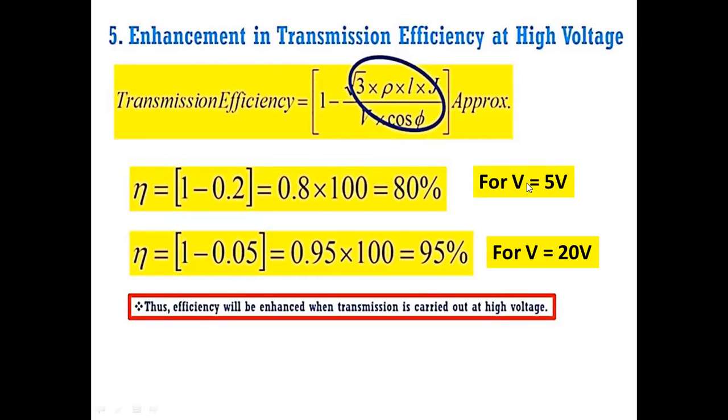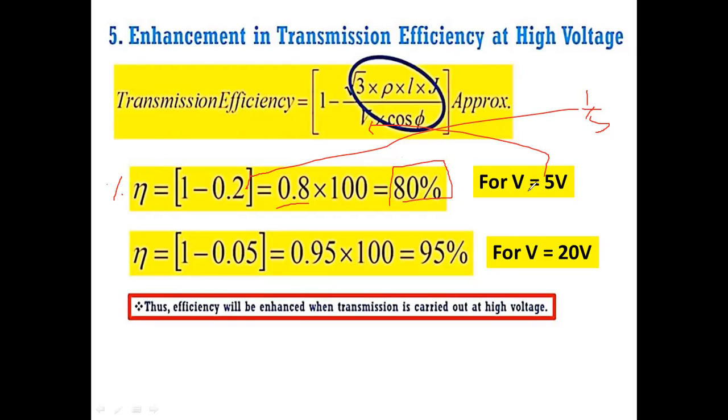So let's suppose we are taking the low voltage, V is equal to 5 volt. Now replacing this 5 over here, we will get 1 over 5. 1 over 5 is equal to 0.2. And 1 minus 0.2 is 0.8, and for the percentage of the efficiency, multiply by 100, 80%.